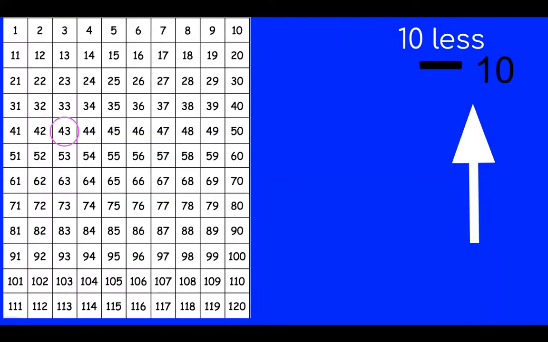Ooh, now check this one out. This is 10 less. So remember, when you are subtracting or going less, doing 10 less, you want to go up the hundreds chart because numbers are getting smaller. So if we have 43, what is 10 less than 43? Or the math equation would be 43 minus 10. If you got 33, do a little dance. Woo, good job.